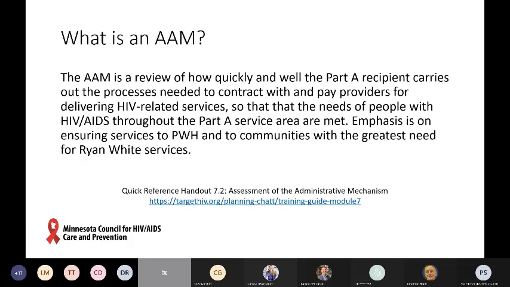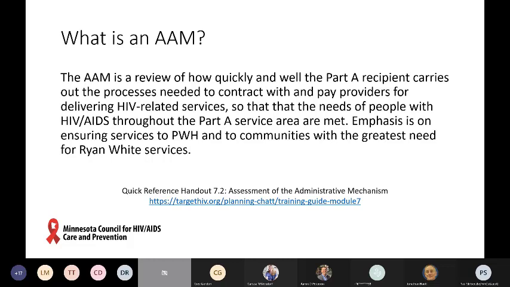We're reviewing how quickly and how well the Part A recipient carries out the processes needed to contract with and pay providers for delivering HIV-related services, so that the needs of people with HIV and AIDS throughout the Part A service area are met. The emphasis is on ensuring services to people with HIV and to communities with the greatest need for Ryan White services.